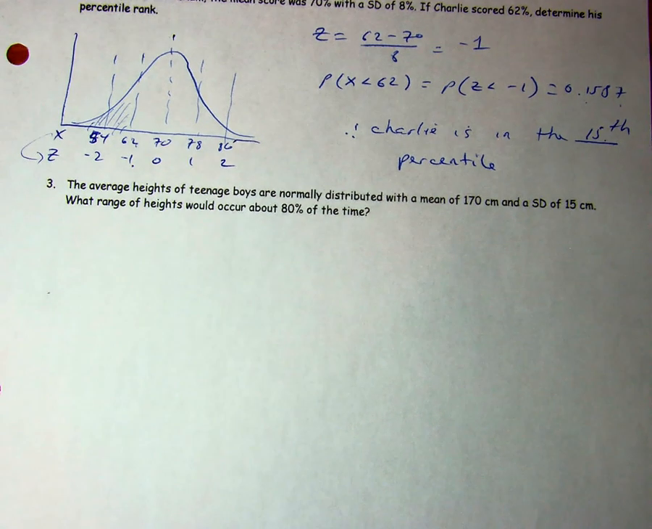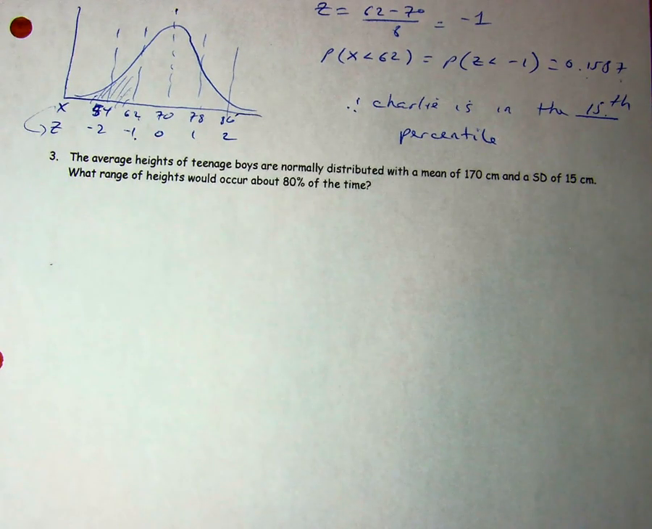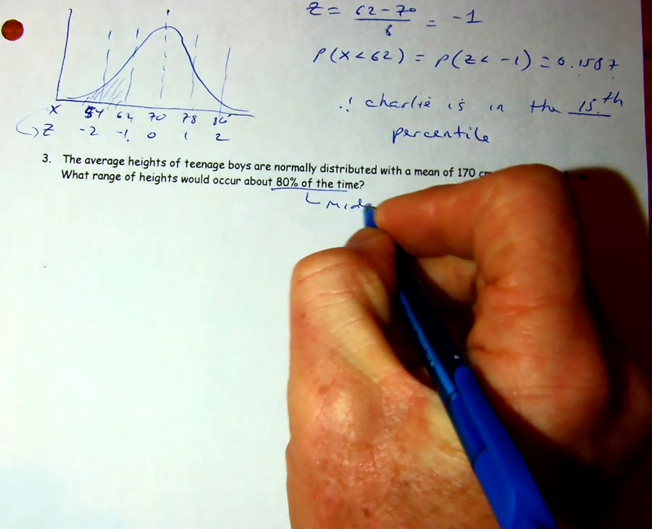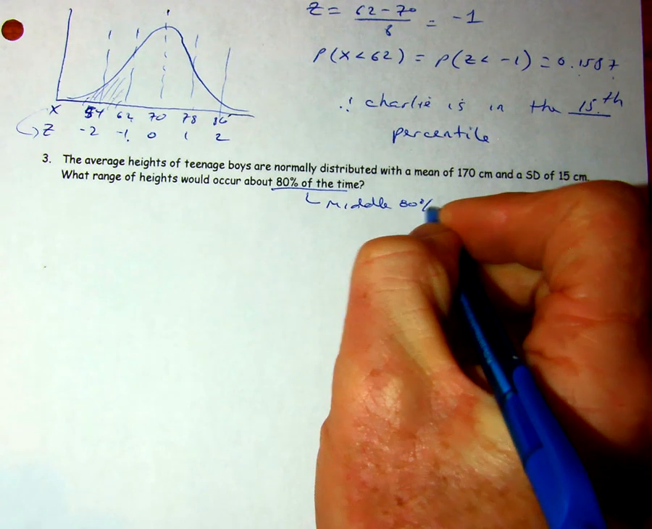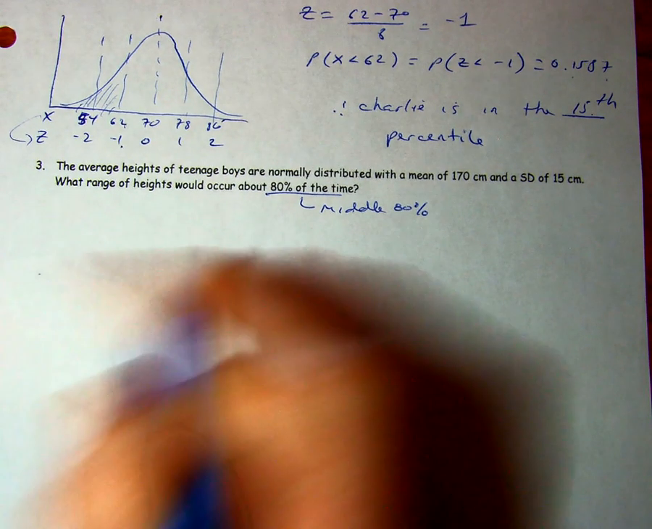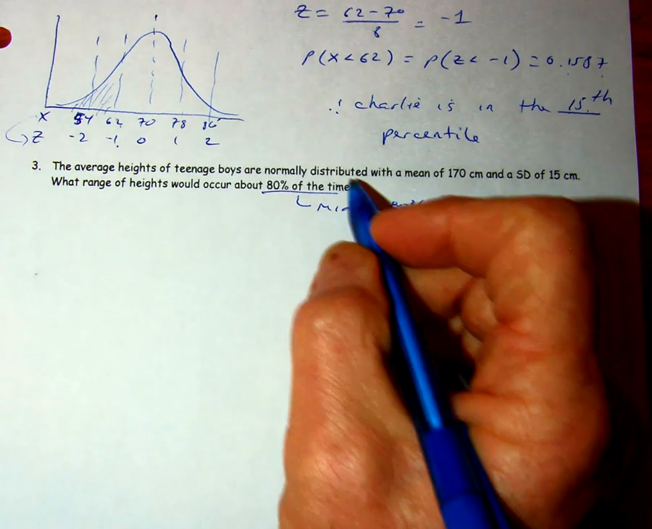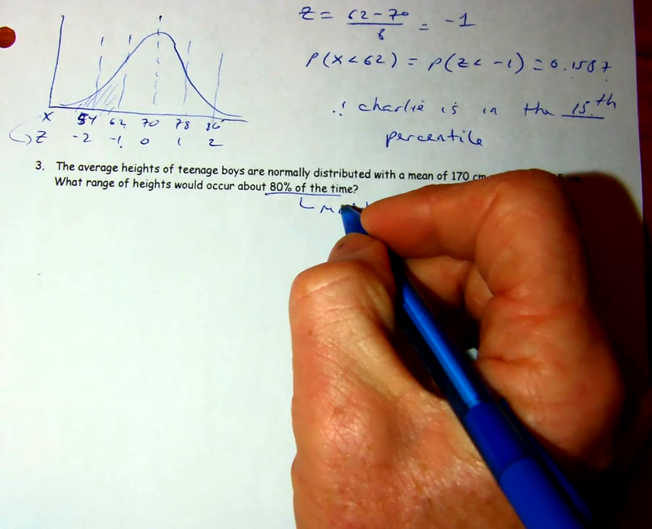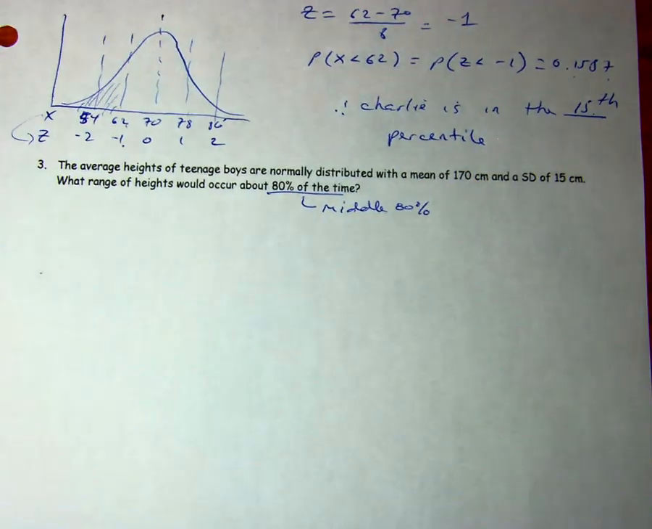Let's do one more. The average heights of teenage boys are normally distributed with a mean of 170 centimeters and a standard deviation of 15 centimeters. What range of heights could occur about 80% of the time? So we're going to say this is the middle 80%. Now we have percentages, and we're trying to convert them to x values. So we're doing something a little bit different in this question.